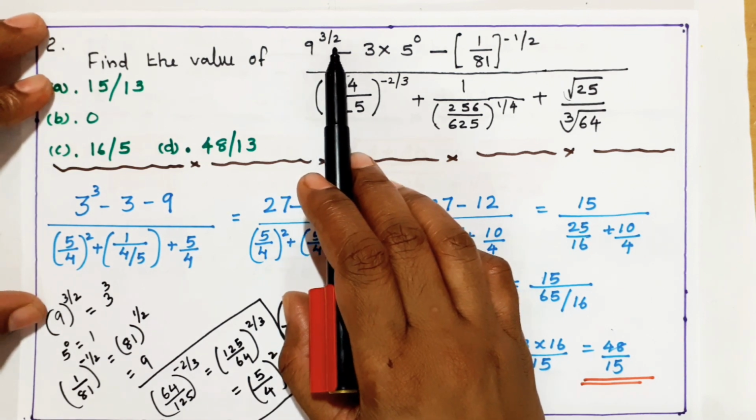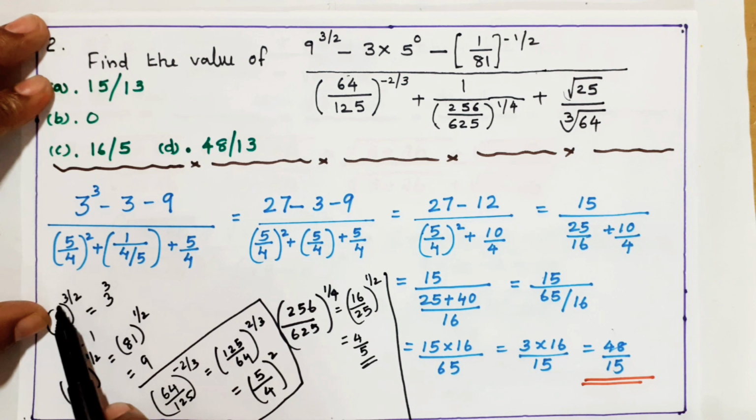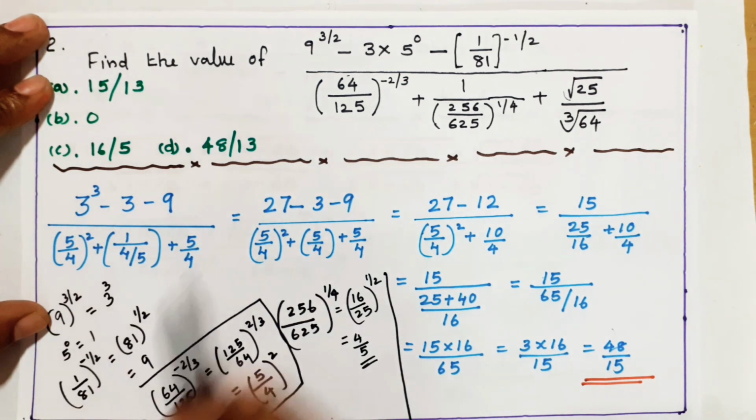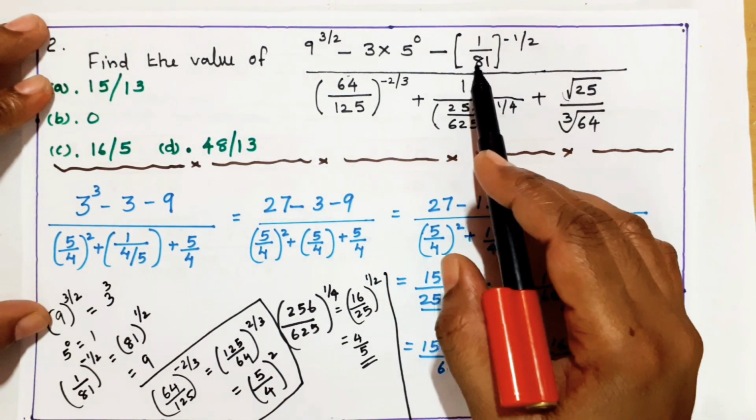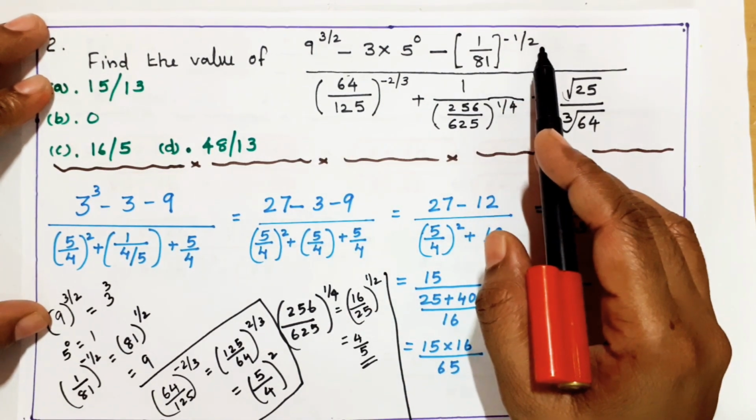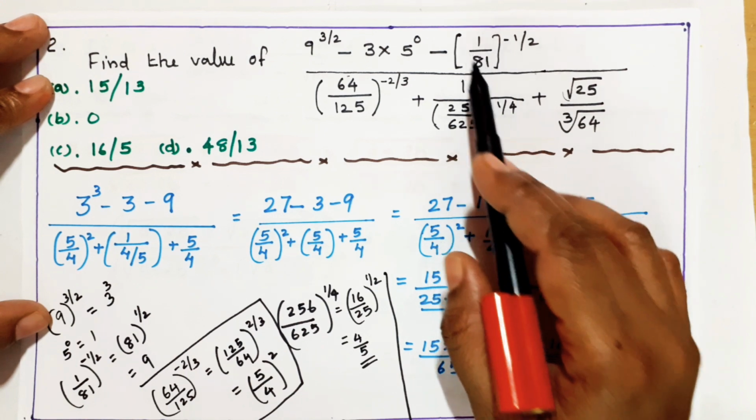First you take the square root. Square root of 9 is 3. 3 cubed, that is this number. Second number, 3 into 1, 3. Next number, 1 by 81 raised to minus 1 by 2. That minus power I changed by taking the reciprocal.